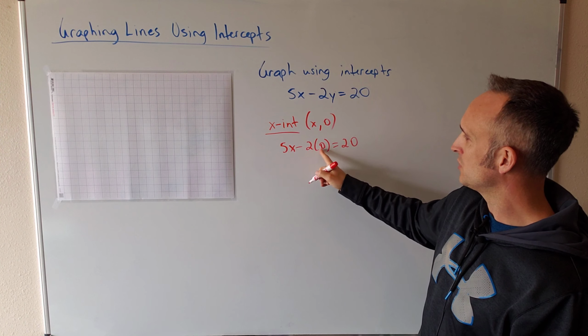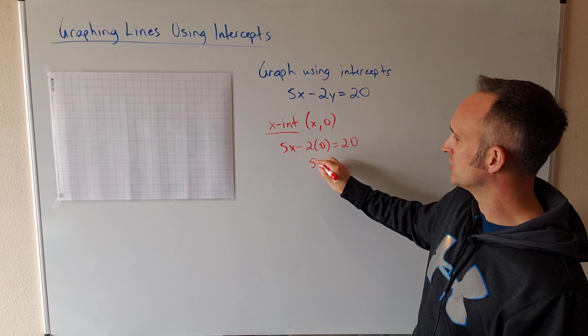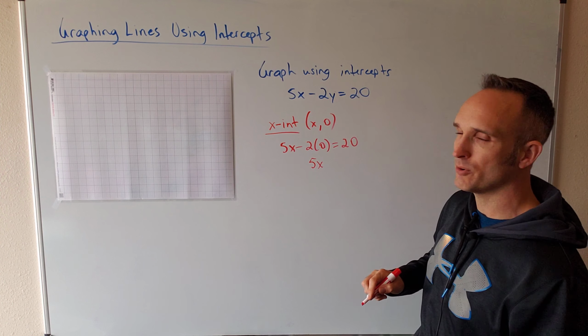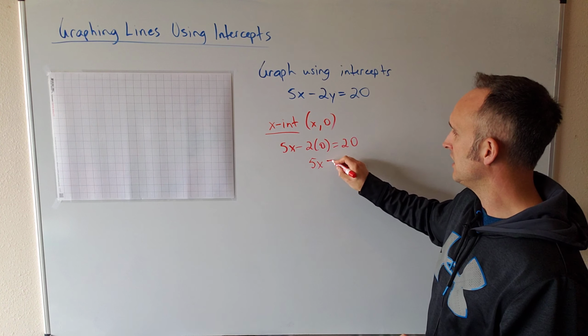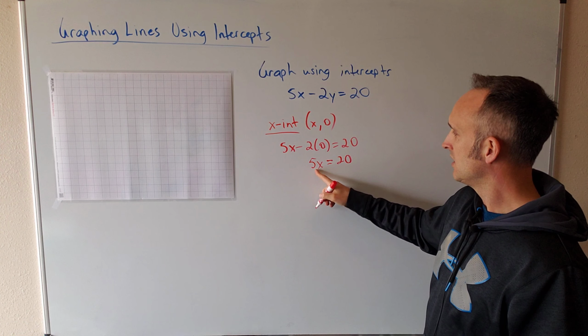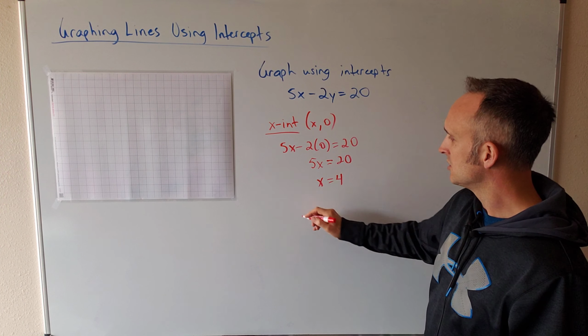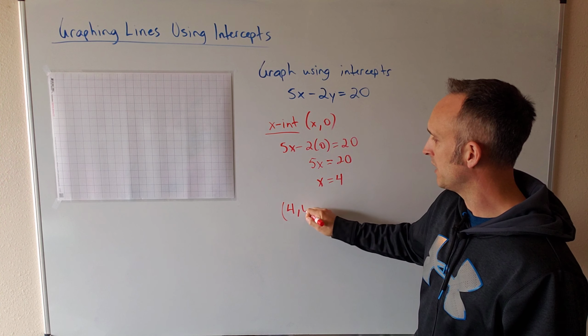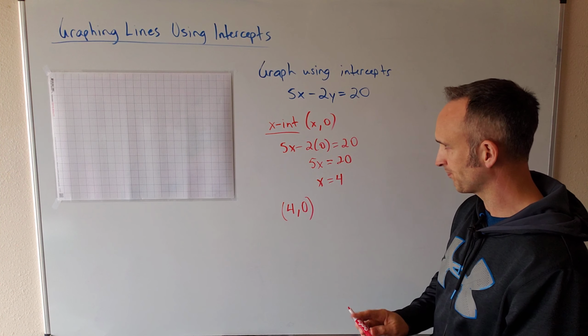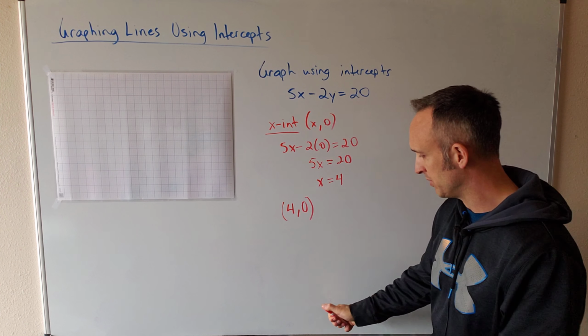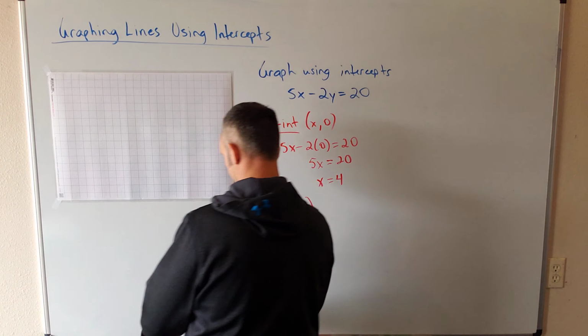So I get 2 times 0 is 0, so I just get 5x minus 0, which is 5x, equals 20. And dividing both sides by 5, I can see that x equals 4. So my x-intercept is the ordered pair 4, 0. Let's go ahead and plot that on our graph.